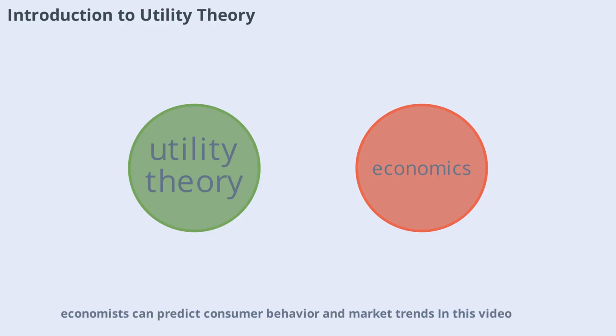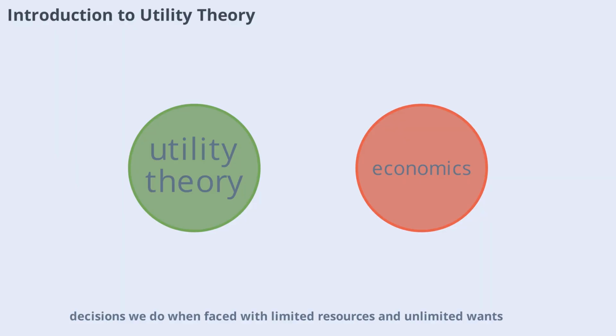In this video, we'll break down the key concepts of total and marginal utility and introduce the law of diminishing marginal utility. These ideas are essential for grasping why we make the decisions we do when faced with limited resources and unlimited wants. Let's dive in and start with the basics.